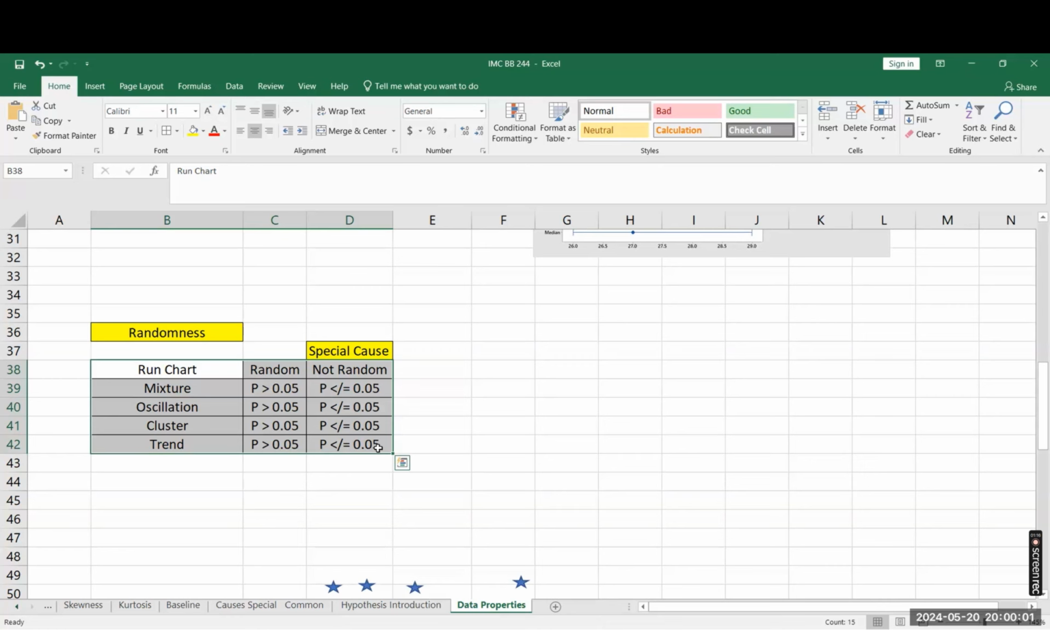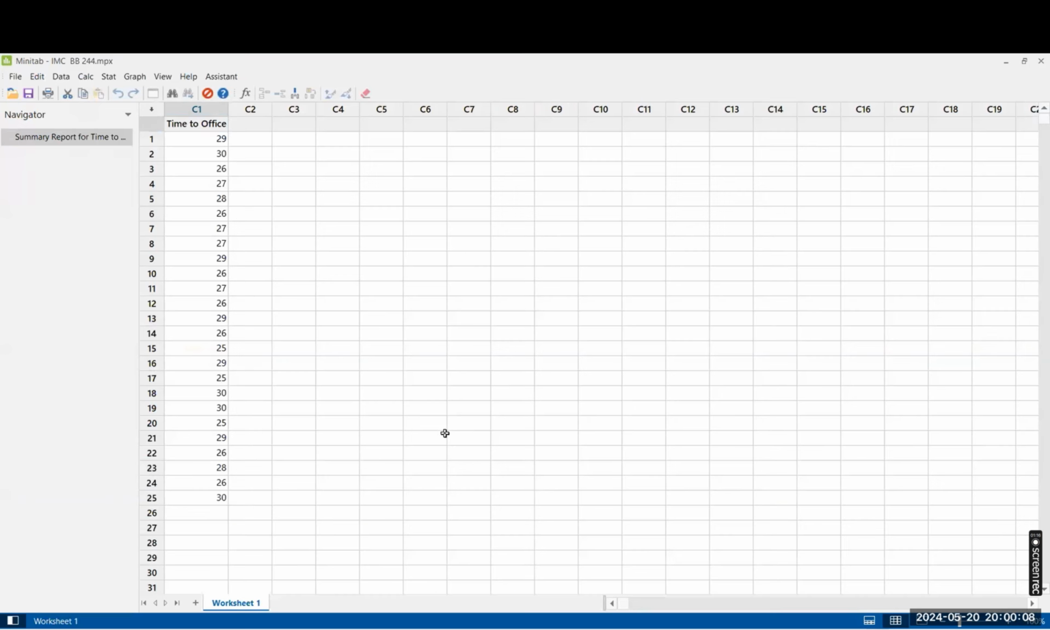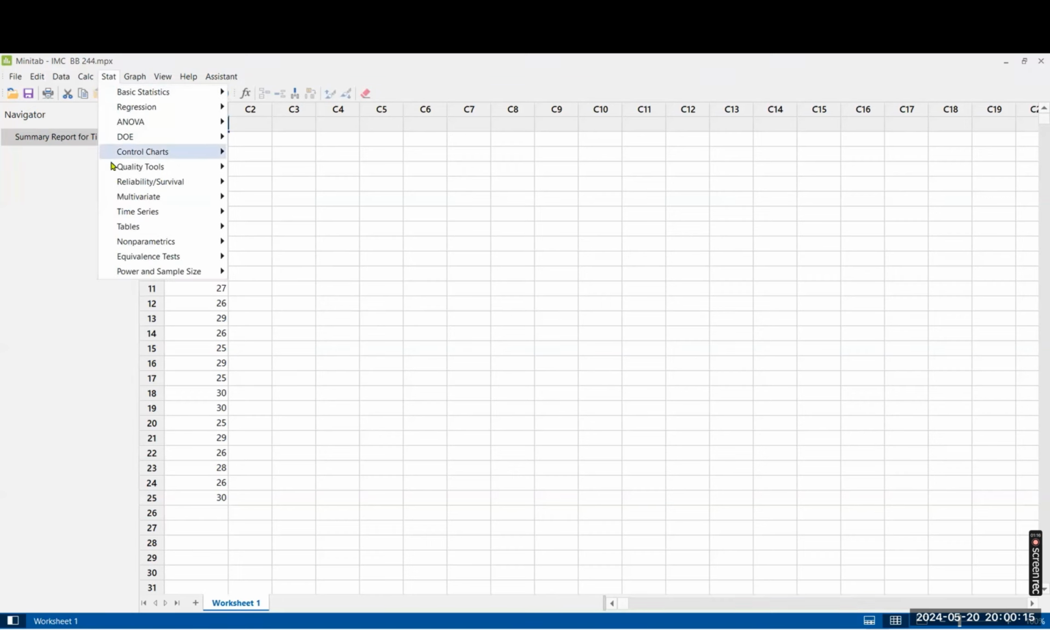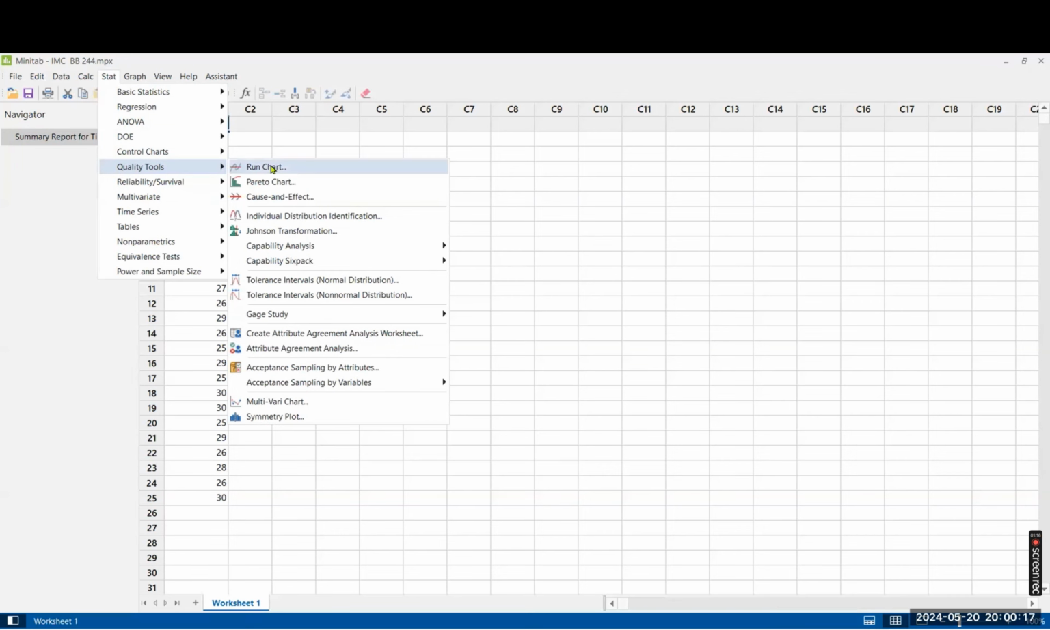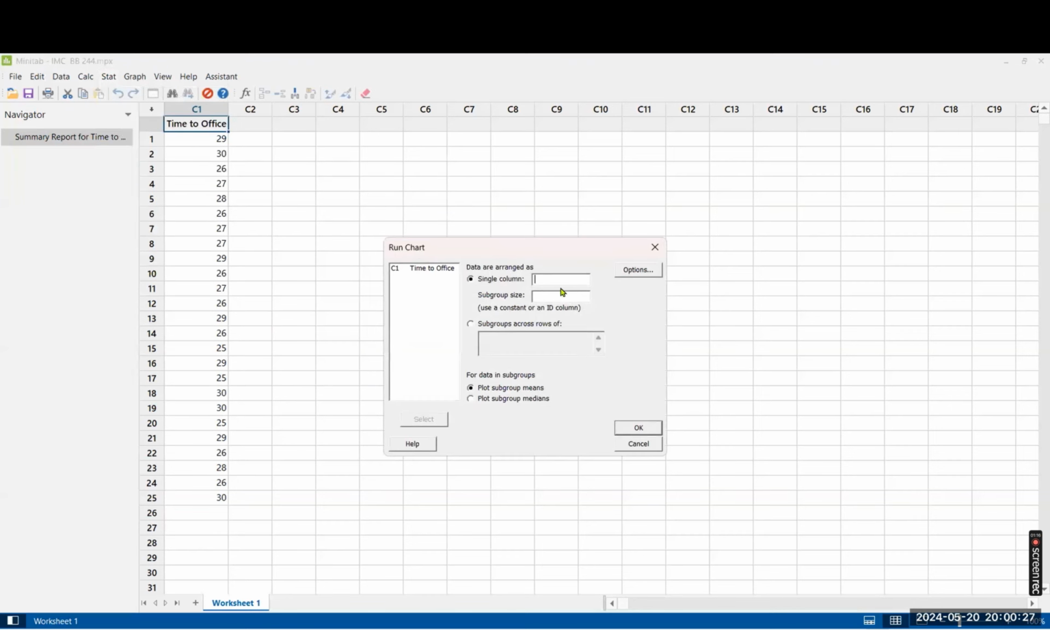Clear now? Okay. So let's do practical. Suppose this is the data I have. I wanted to plot a run chart for this. Stat, quality tools. And the first option is the run chart. Single column, select your data. Subgroup size 1. That's all. Click on OK.